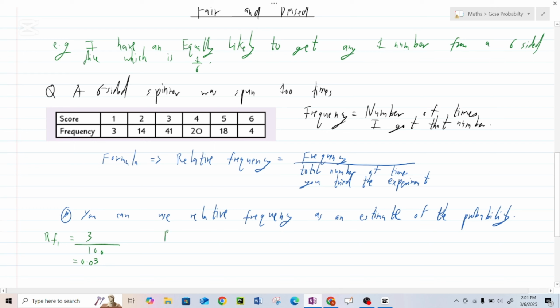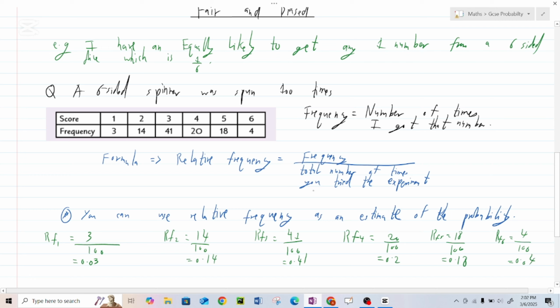Then you're going to have relative frequency 2. Frequency is 14 divided by the total number of times you did the experiment, that was 100, you got 0.14. Relative frequency of 3 would be 41 divided by 100, that's going to give you 0.41, and this is the estimate of the probability. You can use this as your answer for the estimate of probability. Frequency of 4, 20 over 100, that is 0.2. Relative frequency of 5, 18 divided by 100, 0.18. And relative frequency of 6 is 4 divided by 100, or in other words 0.04.